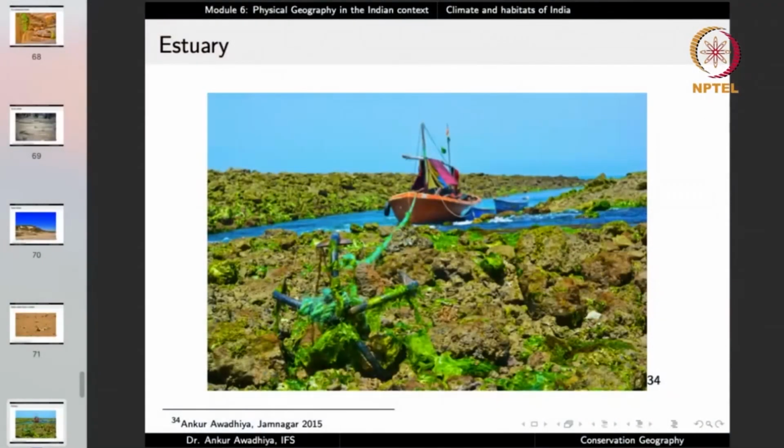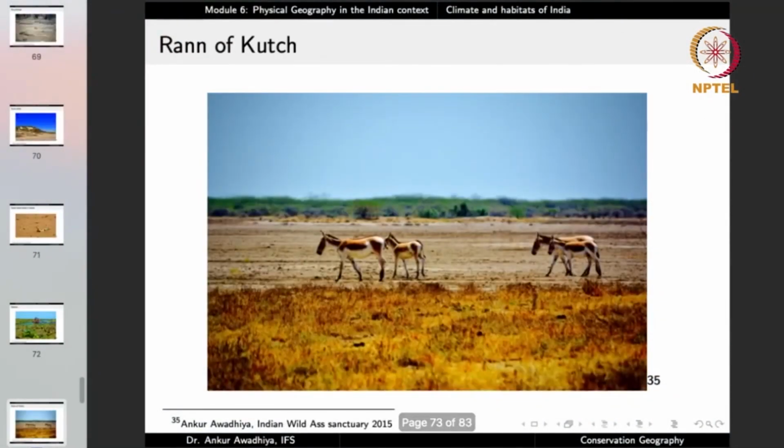This is an image from the Rann of Kutch, the Indian wild ass sanctuary. Now the Indian wild ass, which is also known as khur, this animal is only found in these areas. It is endemic to these areas. Now the Rann of Kutch is a very flat area. It gets inundated in certain seasons, but for most of the months it is very dry. So you can observe that you have vegetation in the form of herbs and shrubs, but not a large number of trees.